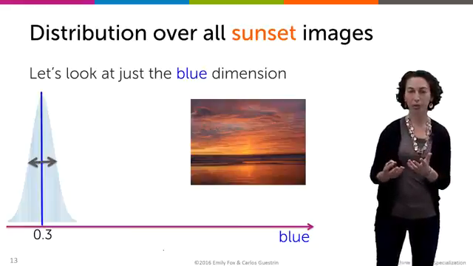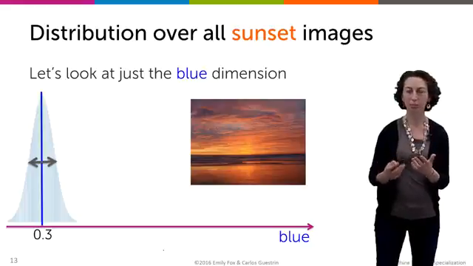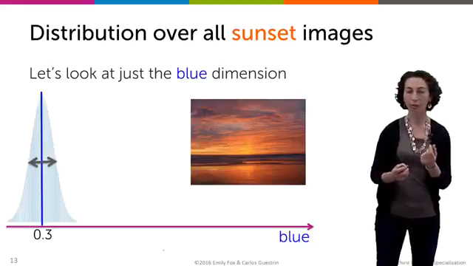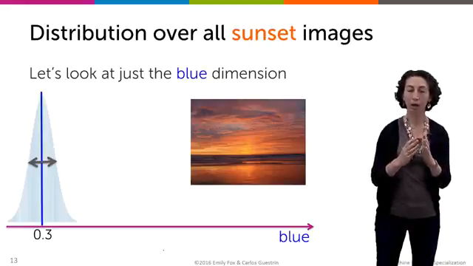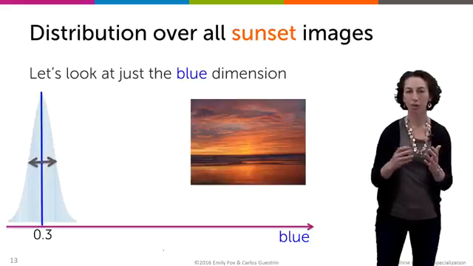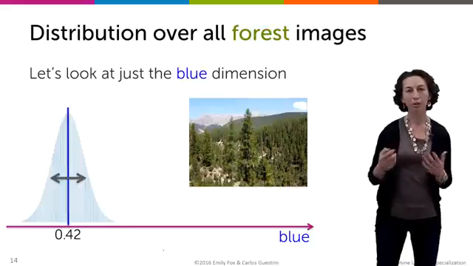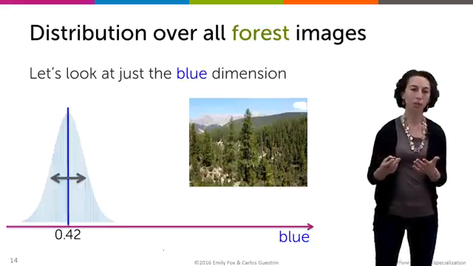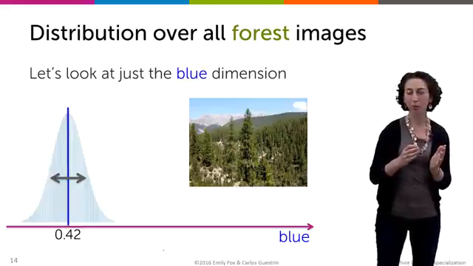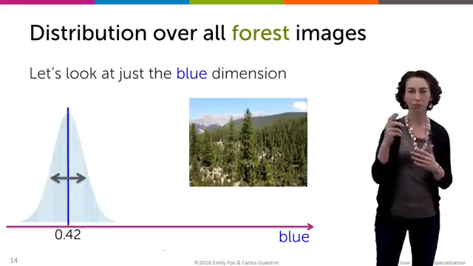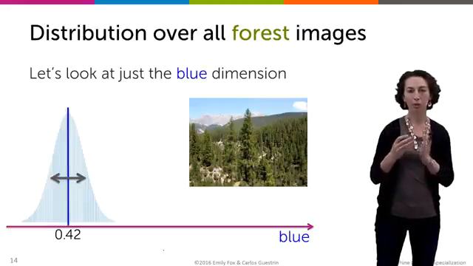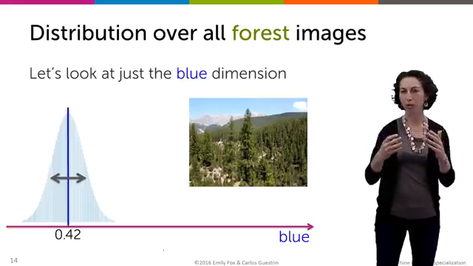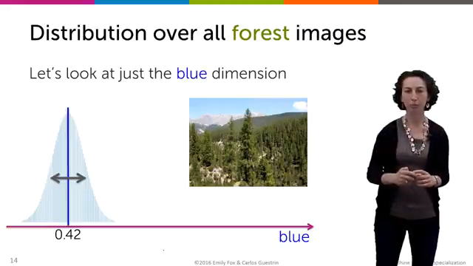Then we could look at all the sunset images and make the same type of histogram. But now, because we're looking at these sunset images and you tend not to get lots of blues in these images, maybe the average value is much lower, like 0.3, and perhaps there's also a lot less spread in terms of the range of blue values we see across these sunset images. And then we could do the same thing for forest images, but maybe here the blue intensity is a bit higher than in sunsets because you can get parts of the image that are really about the sky. So maybe it's a bit higher, 0.42, and a little bit more spread than we saw for sunset images.